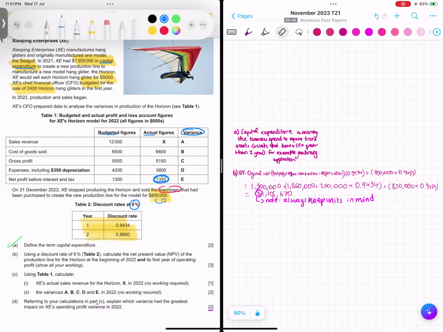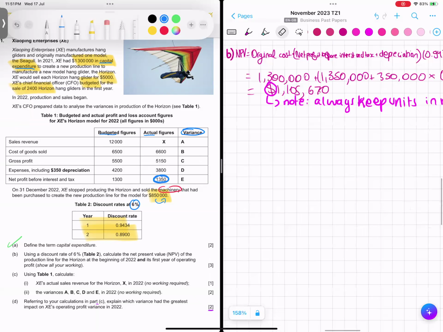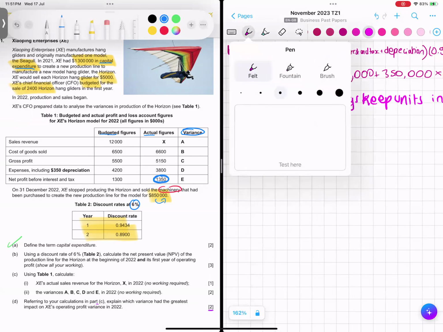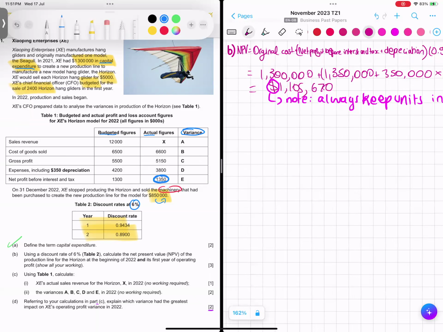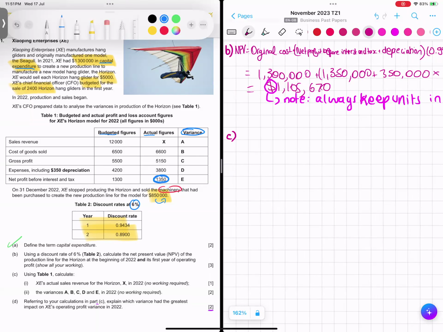So now we're going to continue. We're going to get our big font again. Oh, we got it. So question C. We did the previous question, moving on. This is a very neat way of doing your exam. They say, using table 1, calculate the actual sales revenue. Here we need to focus on the actual, so it's better to put it in red. We want the actual sales revenue, so it's X, for horizon X. Okay, they labeled it X.